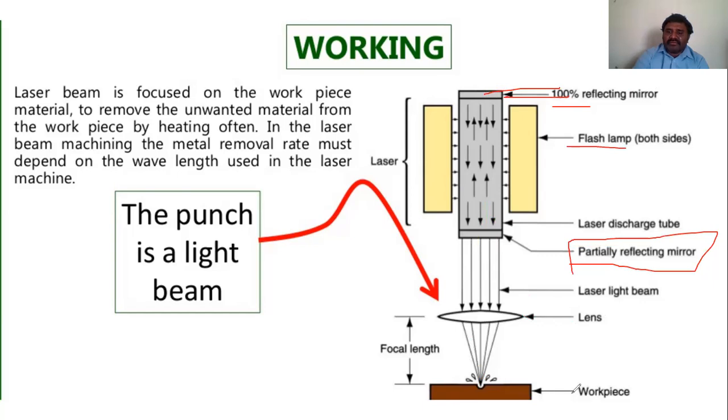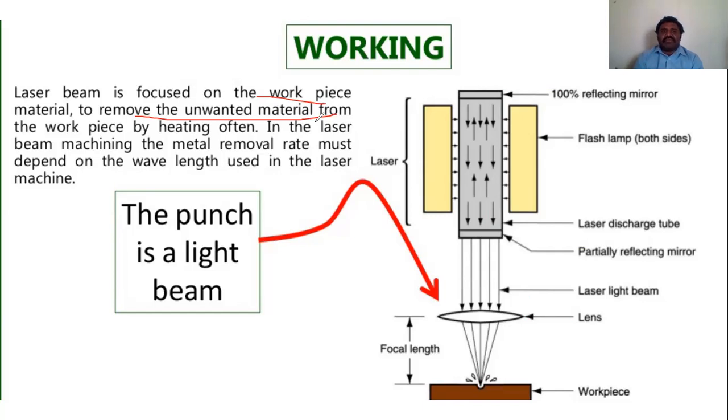That is on the workpiece, and removal of material takes place here. See, the punch is a beam of light. The light beam can be carried here and makes one end, while the rest go to the other end. So n number of reflections take place, and we convert them to one end by using this lens. This is a very easy concept. The laser beam is focused on the workpiece to remove the unwanted material by heating.